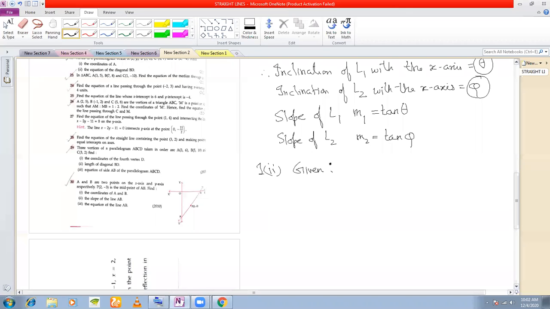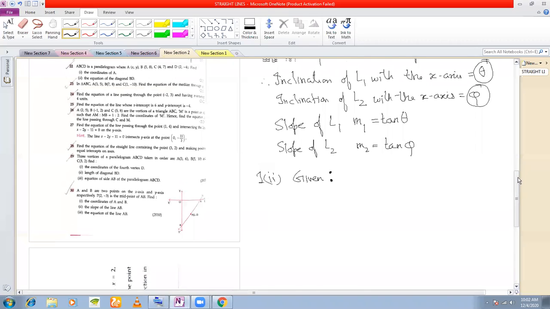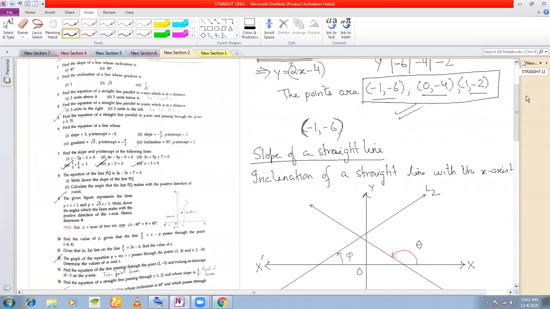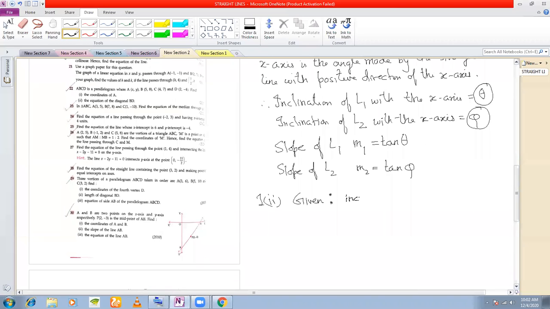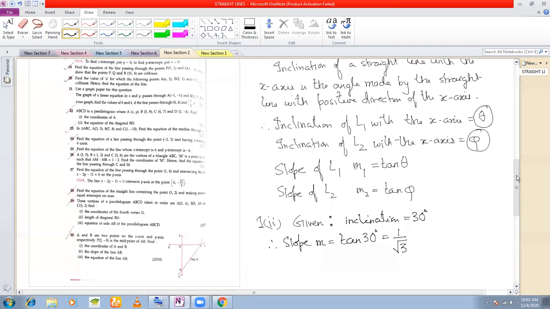Given, what is the inclination given here? Inclination is 30 degree. Given inclination is equal to 30 degree. Therefore, what is the slope or gradient? Slope m is equal to tan 30 degree. And you know tan 30 is 1 by root 3, right? So that is what the slope is.